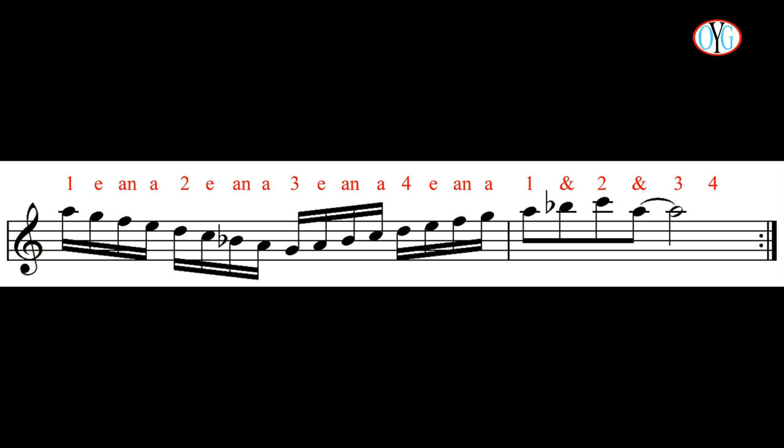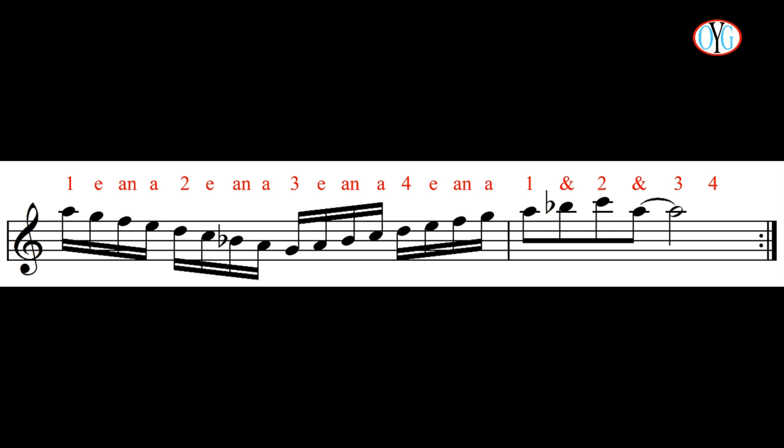In principle, this is no more difficult to count out than the previous examples. You're just starting off with 4 sets of 4 16th notes. Each set of 4 is 1 beat, 1 E and a, 2 E and a, 3 E and a, 4 E and a. And then the second measure, well, you should know that by now. That's really easy. Okay, so there it is.